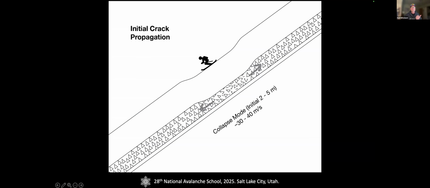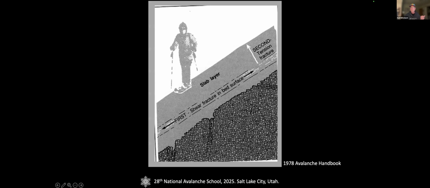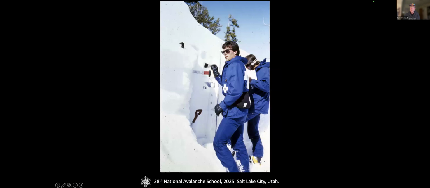mode. Now, for years, all us old people were taught that this happened in shear. And if you talk to some old patroller or somebody on the skin track, or even someone that just hasn't followed this stuff over the last 10 or 15 years, they're probably going to tell you that these initial cracks occur in shear, but all the data suggests that they don't.